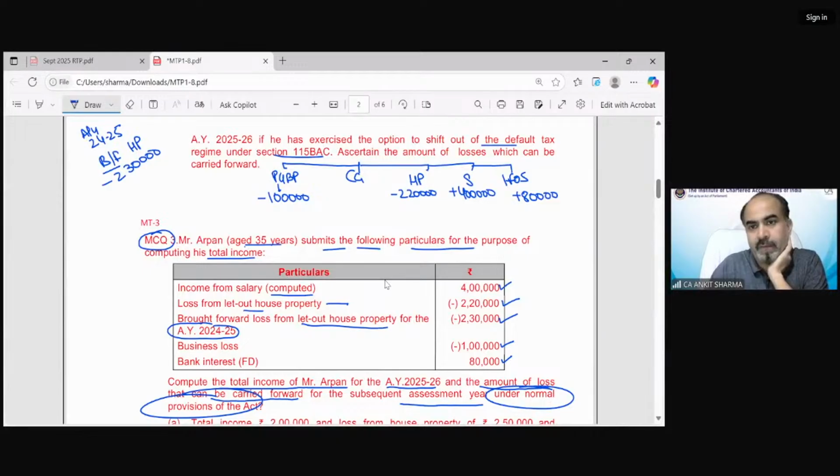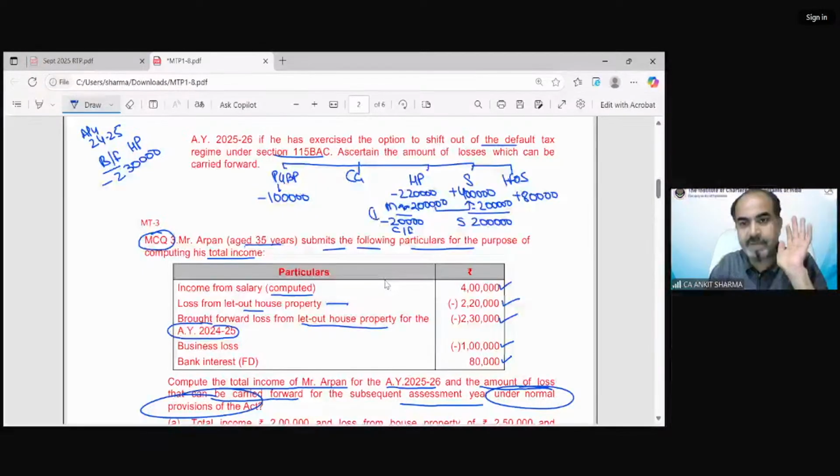So out of this house property loss, maximum 2 lakh we can utilize under inter-head adjustment. You can set it off against salary. So out of this 4 lakh rupees salary, 2 lakh has been set off and the remaining salary would remain 2 lakh rupees. Clear? The remaining 20,000 house property loss is going to be carried forward.